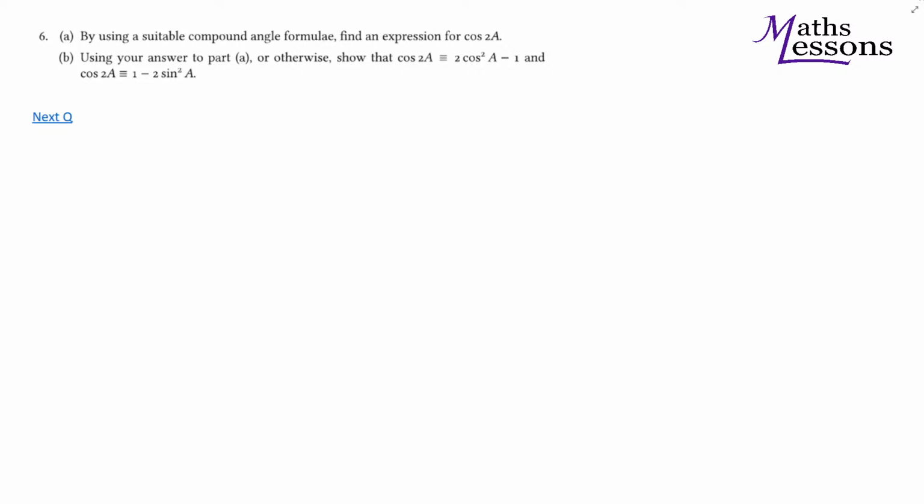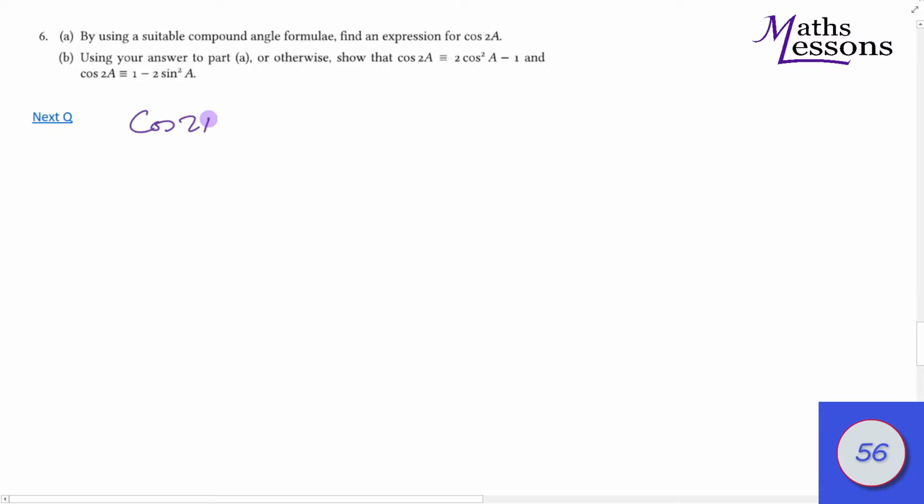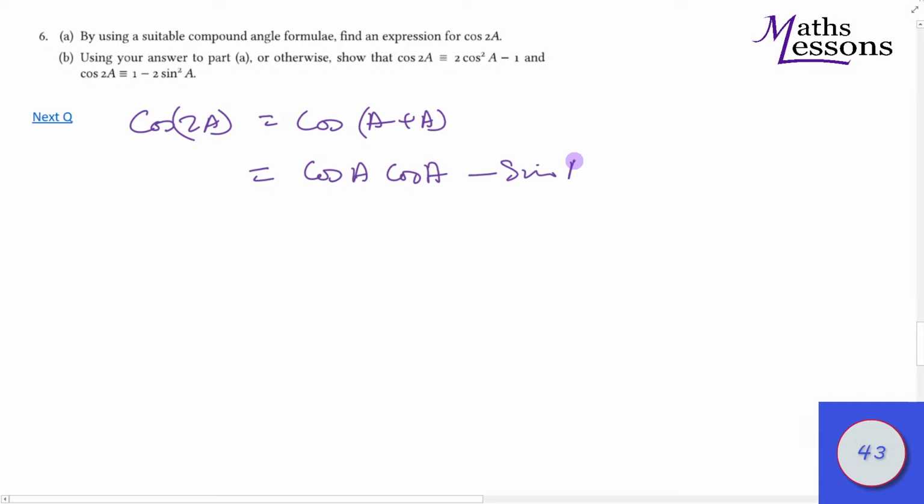Right, let's see if I can do it in 1 minute with explanation. So let's set the timer. So we know that cos 2A is effectively equal to cos(A + A). And cos(A + A) is equal to cos A cos A minus sin A sin A. So that gives us cos squared A minus sine squared A. So that was our answer to A.